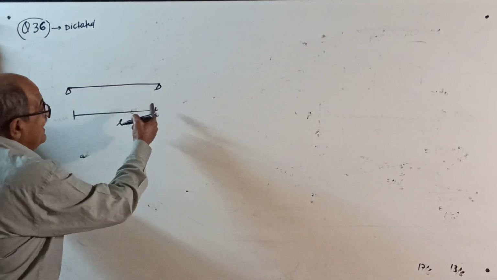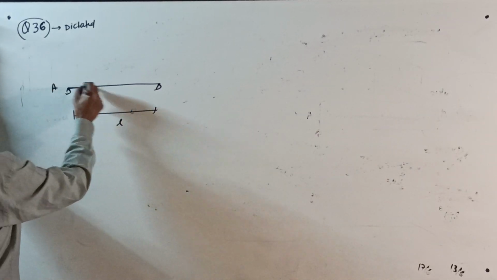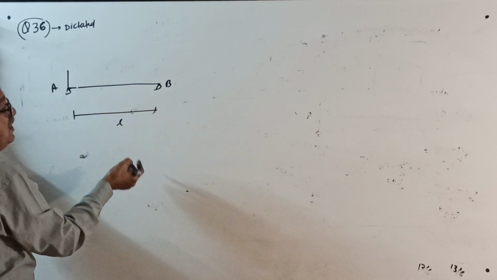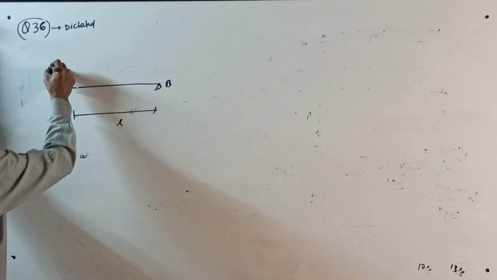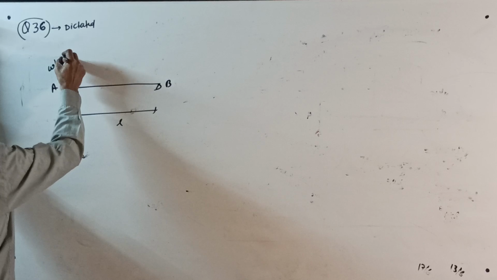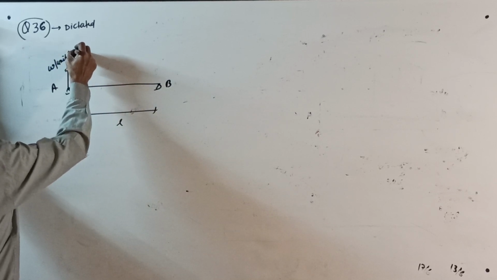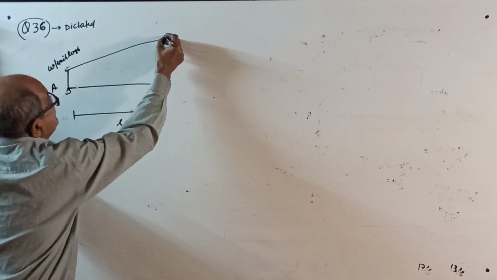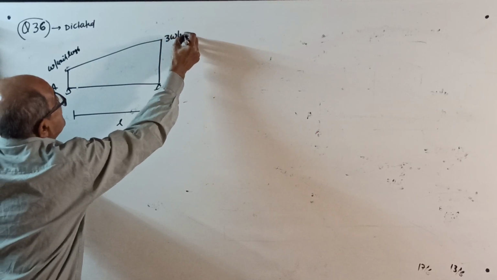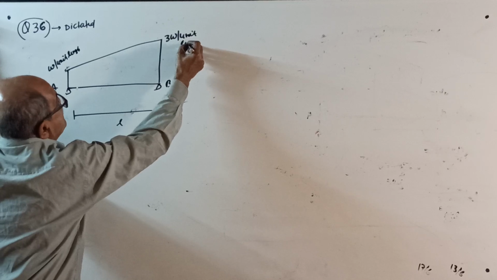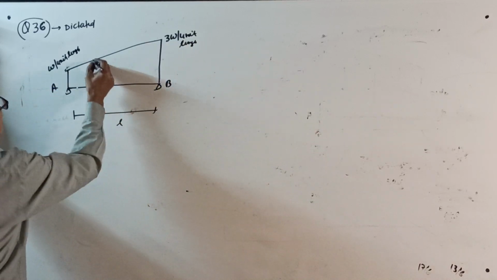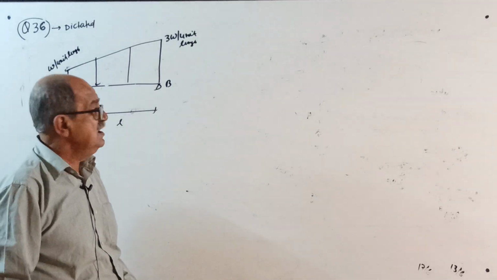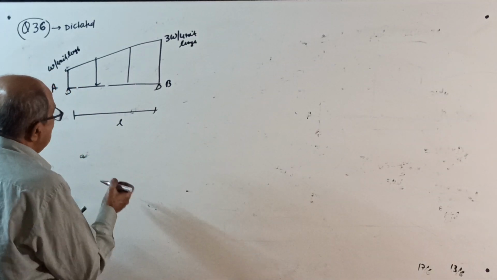A simply supported beam of span L is loaded by a uniformly varying load which has minimum intensity of W per unit length at the left end, which linearly increases to 3W per unit length at the right end. This is the beam. Find the reactions. Solve the question. I will give the answer for you.